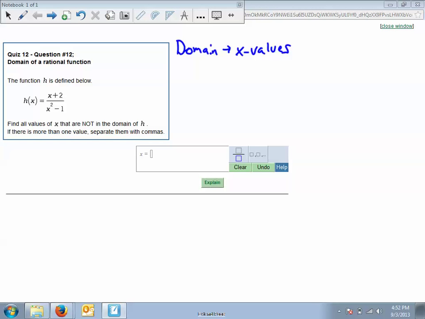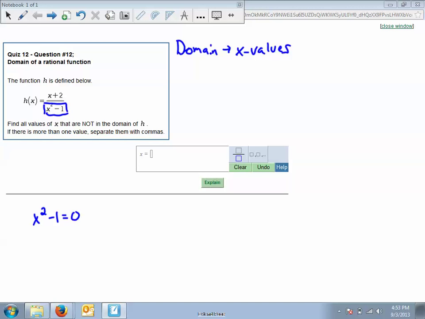So we're looking at this function, and the only places where x would not work is where we have this denominator equal to 0. Anytime we have something divided by 0, it's not defined. So we need to find all of the possible values where x squared minus 1 is equal to 0, because those will be the places where this function is not defined. So any place where that denominator is equal to 0 is going to be undefined for this particular function.